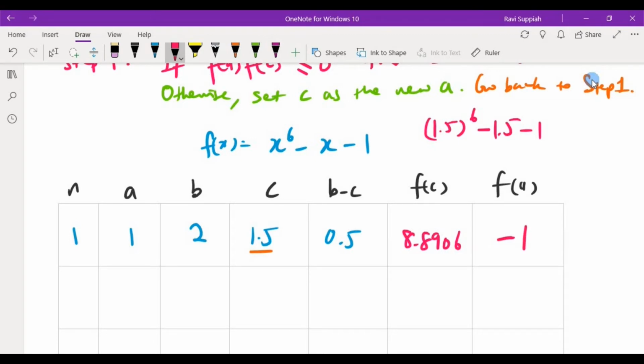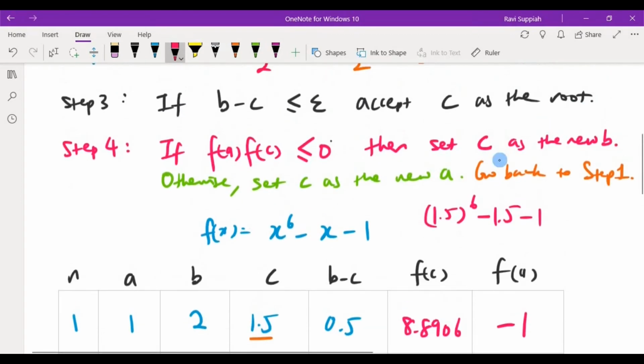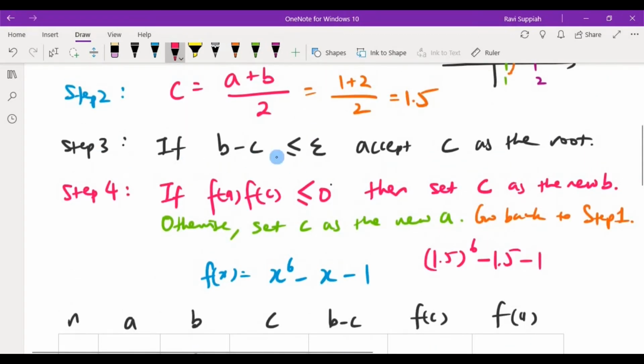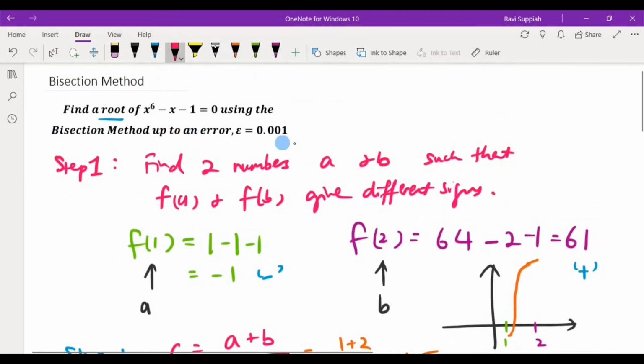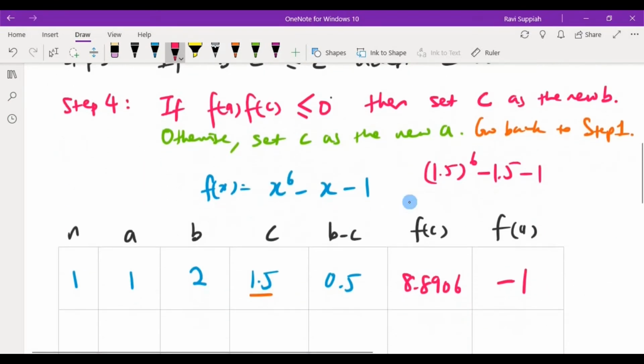And at the end of the first iteration, or every iteration, we must look at step 3, which is to see if B minus C is less than or equal to epsilon. So epsilon is the error we are willing to accept, which is 0.001. In this case, B minus C, which is the error, is still very high, so we are not yet anywhere near the end point.